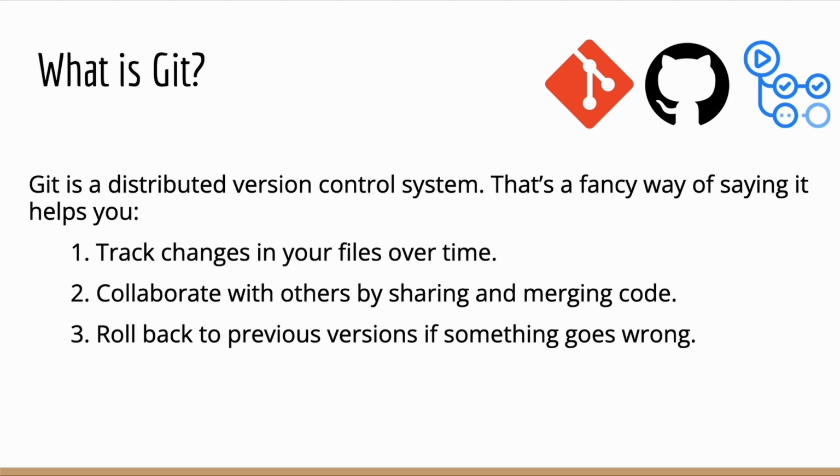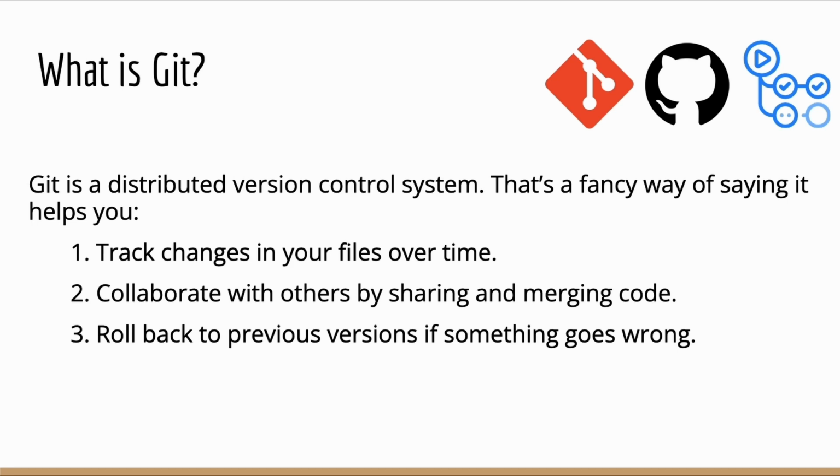And then the third point, this ties in quite nicely with point one, which is that you can roll back to previous versions if something goes wrong, because the older versions of your code aren't just removed entirely. They still exist. They're just not necessarily the most current one. It is possible to go back to those previous versions. And this is what makes version control so useful.